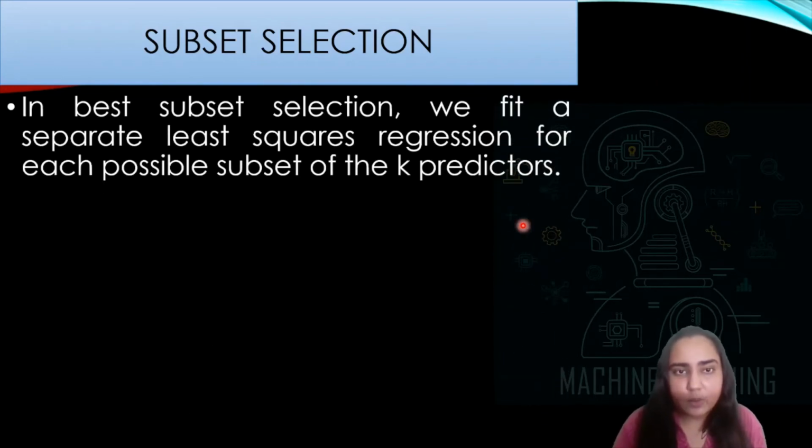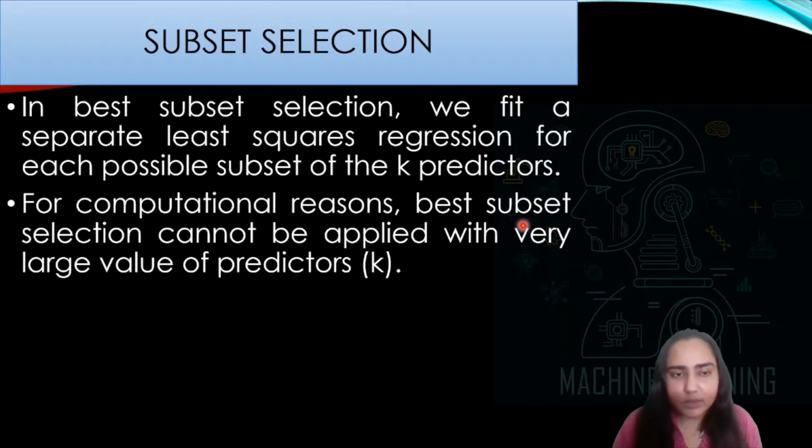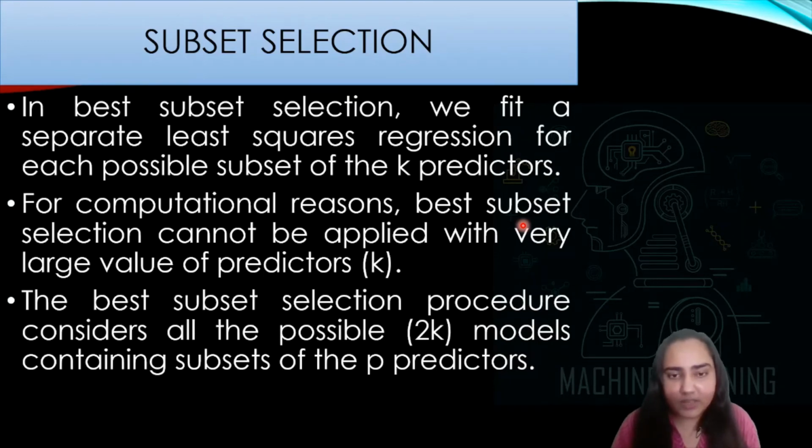So what happens in best subset selection? You fit a separate least squares regression for each possible subset of k predictors. So if you have k columns in your data set, you are going to take 2^k subsets, which means you will take all possible subsets. You will try combinations of 3 columns, 4 columns, 5 columns, everything, and try to create a least squares regression line for each of those subsets. And then you can pick whichever one is working the best. But for computational reasons, of course, you cannot do this. It's not very efficient if you have really large values of predictors. So this procedure, like I said, considers all the 2^k models. It will try to create a regression line for all the 2^k models that you have and for all sets of predictors.